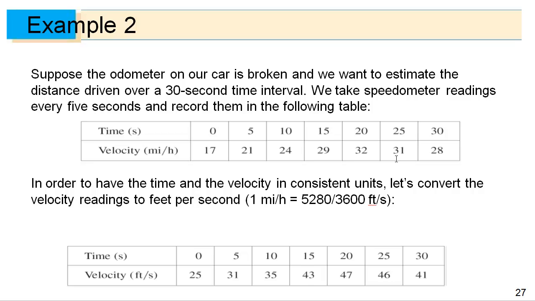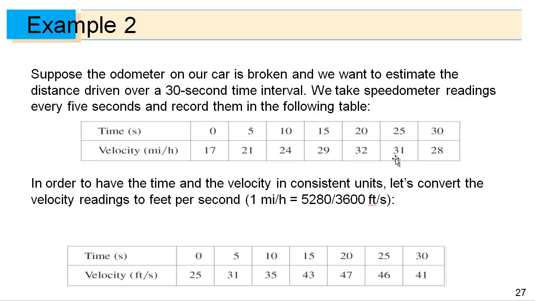Well, suppose the odometer on your car is broken, right? And so we don't know how far we've traveled. That's what the odometer gives us. But we want to estimate our distance driven over a 30-second time interval. We can do that by taking speedometer readings. We can figure out how fast we're going every 5 seconds, record those in a table, and then we can figure out distances over those little time intervals, right?